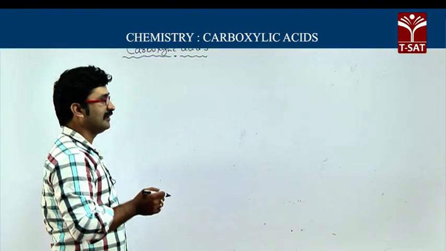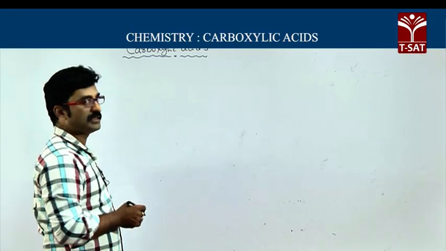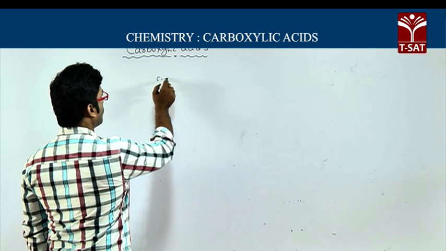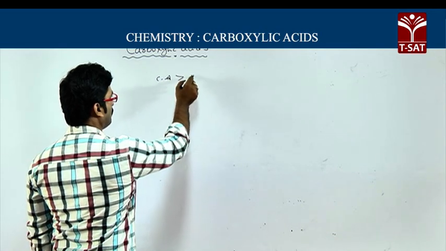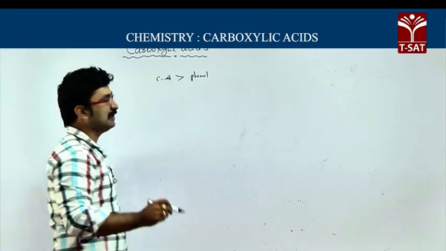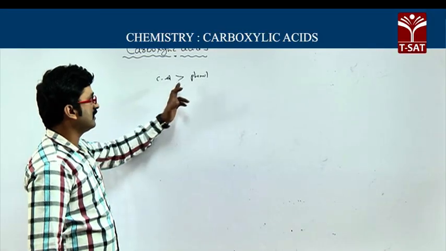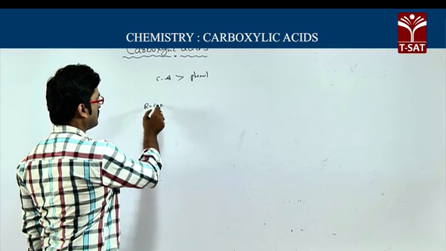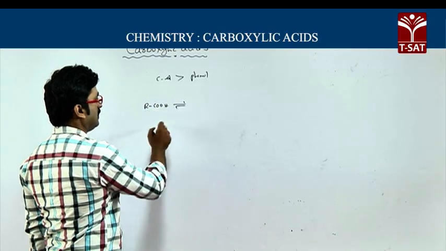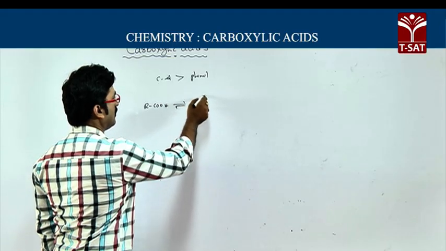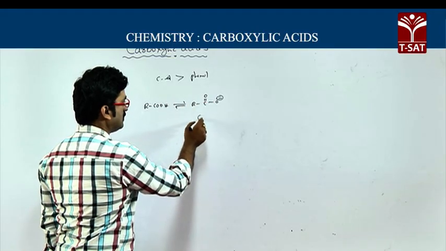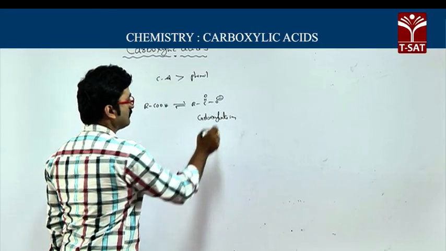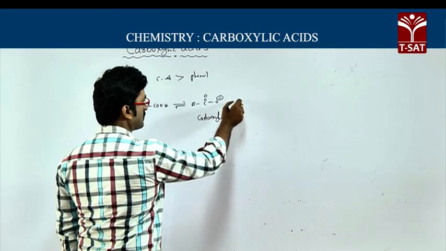Now we will compare the acidic nature of carboxylic acids with phenols. Just now I said carboxylic acids are more acidic than phenols. Why are carboxylic acids more acidic than phenols? What is the reason? Very simple. Carboxylic acid RCOOH, on ionization, you get RC double bond O minus. This is known as the carboxylate ion, and we are also getting H plus.